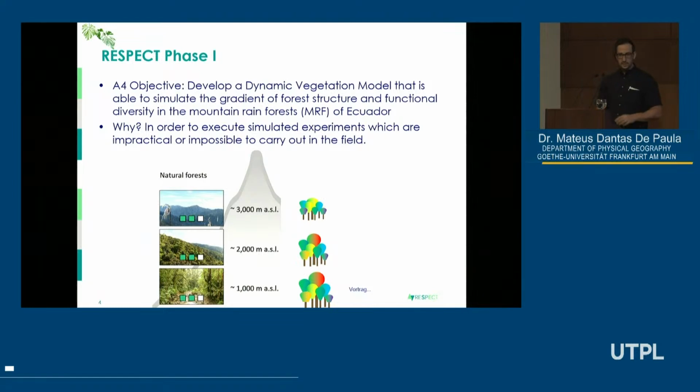The objective of the A4 group is basically to develop a vegetation model that's able to simulate this gradient of structure and biodiversity in the tropical forest of Ecuador. You see again this very nice image here, but on my side I transformed all of the pretty real trees into pretty fake trees for 1,000, 2,000, and 3,000 meters. And why is it interesting to model? Every time something is hard to do in the field, or impossible to measure or estimate, we do a simulation experiment for this. So it's an interesting niche for dynamic vegetation models.